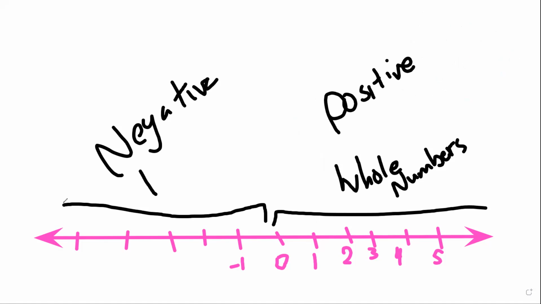But teacher, there is nothing less than 0. No, there are numbers less than 0, which we call negative numbers, such as negative 1, negative 2, negative 3, negative 5, and so on.